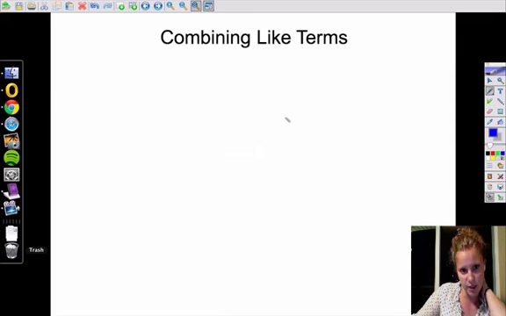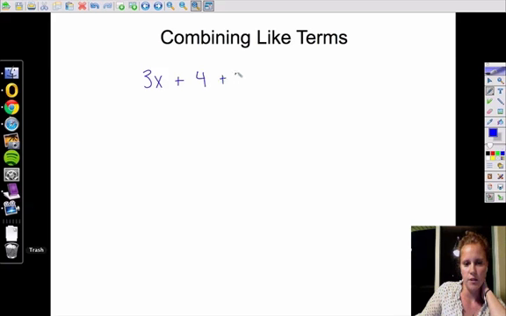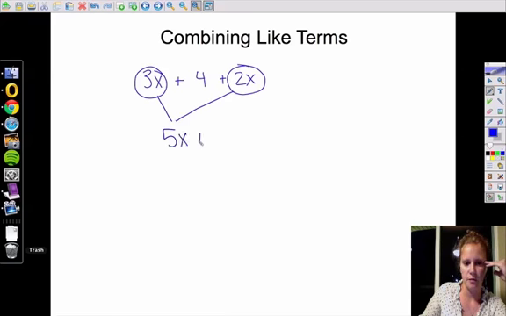The other thing I want to work on today is called combining like terms. So if we have an expression here, and this is only when we're using variables, if we have 3x plus 4 plus 2x, I want to simplify this expression. So I'm going to combine like terms. Like terms are terms that have the same variable or variable ending, okay? So here I have 3x's, and later I have 2x's, so I'm just going to put those together, and I have 5x plus 4. All right?